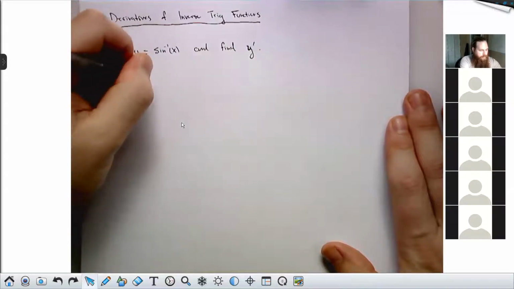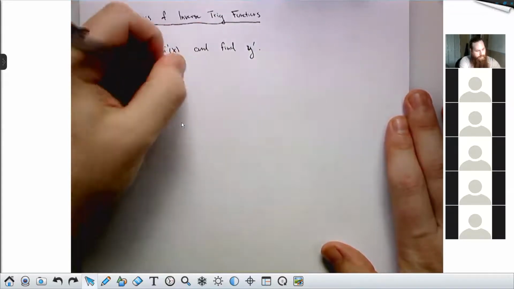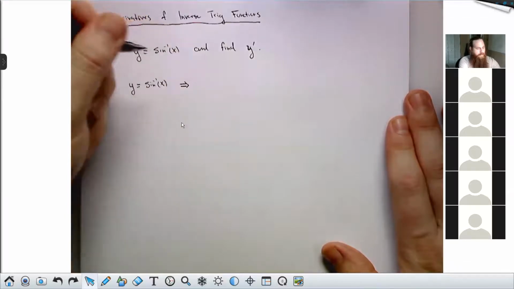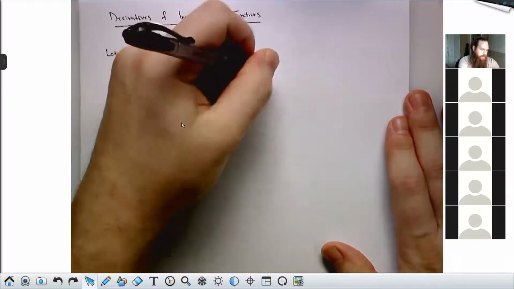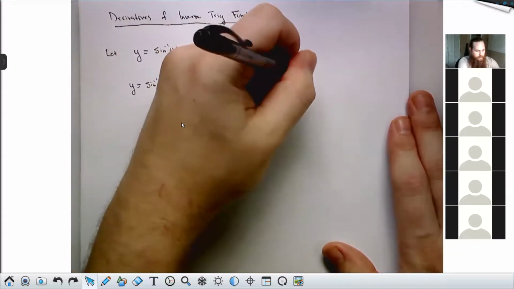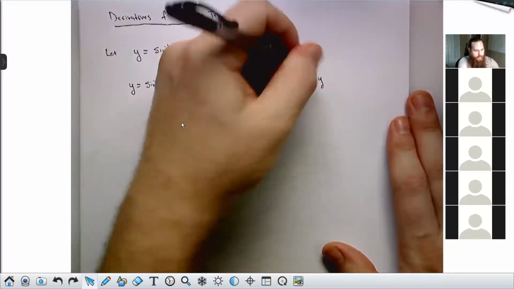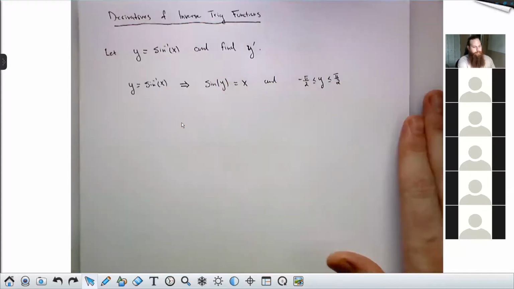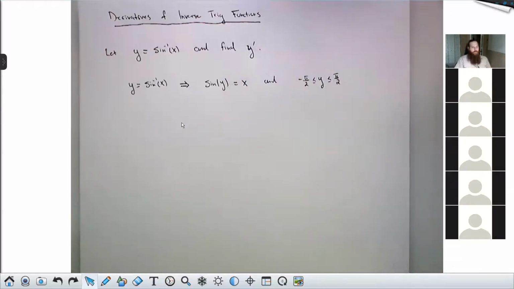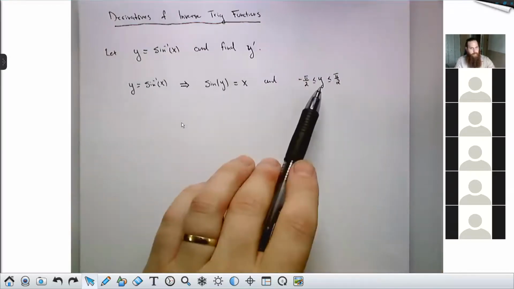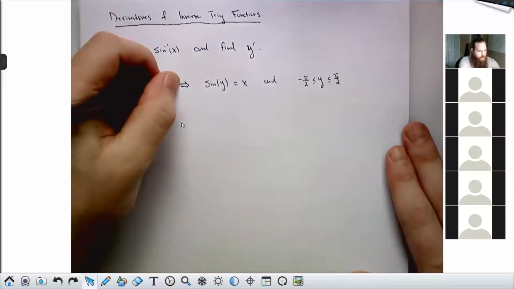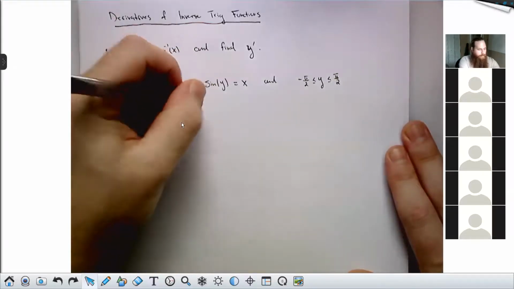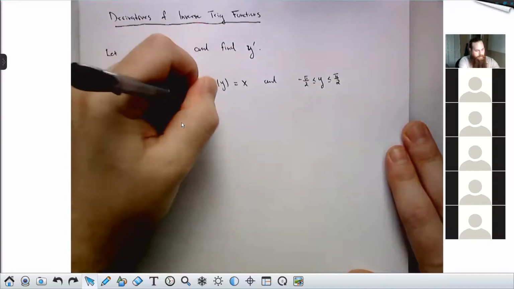y equals sine inverse of x can be rewritten as sine of y equals x and negative pi over 2 is less than or equal to y is less than or equal to pi over 2. It's this piece that I'm going to play with, but I need to be mindful of this restriction. Now I apply d dx to both sides.